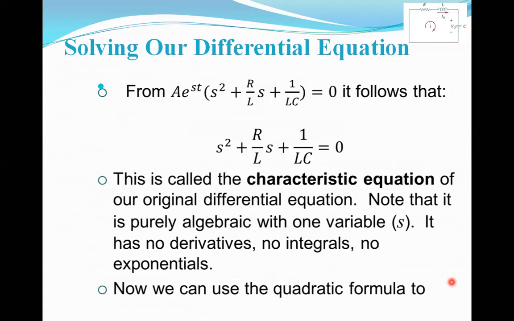So solving this differential equation, as A into e to the power of st cannot be equal to 0, this term s square plus R by L s plus 1 by LC is equal to 0. This is called the characteristic equation of our original differential equation, and it is purely algebraic with one variable s. It has no derivatives, no integrals, no exponentials. So to solve this now, you can use the quadratic equation.